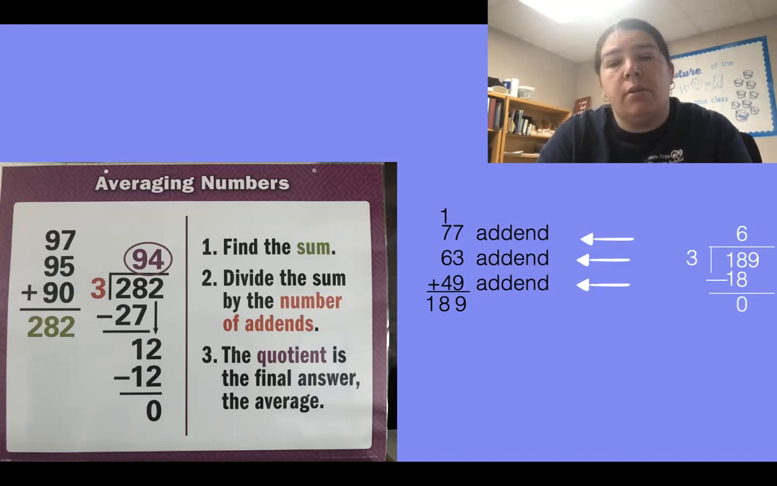You compare, 0 is less than 3, so you bring down the 9. 9 divided by 3 equals 3. And you put 3 times 3 is 9. When you subtract, you get 0. And your answer will be 63. So that's how you get the average, boys and girls.